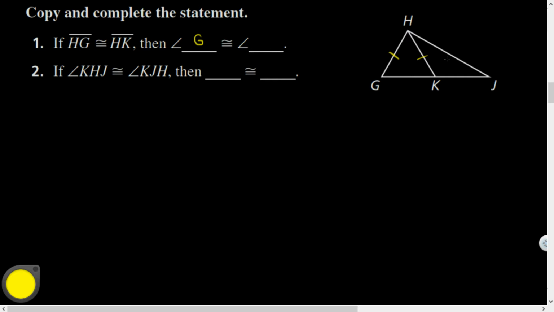Angle G is congruent to, I'm assuming you mean this. All right, I'll label it your way. GKH. There we go. GKH, right? And that's true by the base angles theorem. How about this one? If angle KHJ, so that's this angle here, is congruent to KJH, then what would be true?